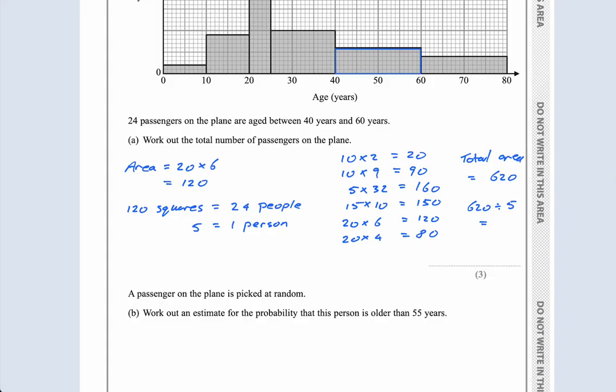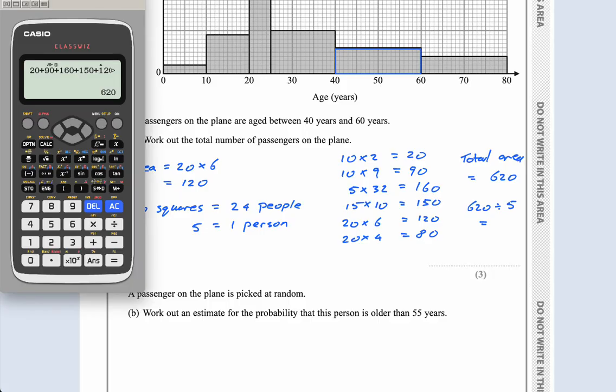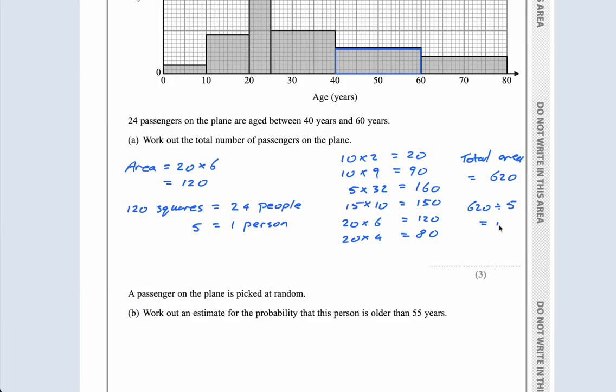I didn't realize they didn't give me enough space here, but whatever. This divided by 5 is equal to 124. So that means the total number of people is 124. Okay. A passenger on the plane is chosen at random. Work out an estimate for the probability that this person is older than 55 years.